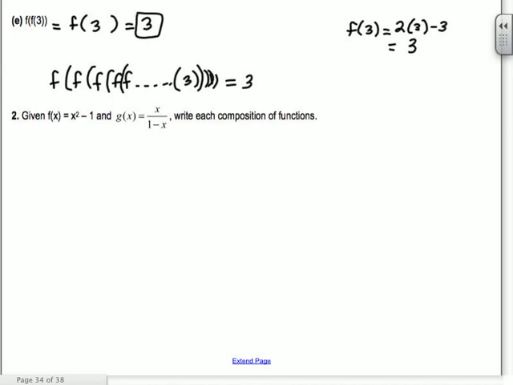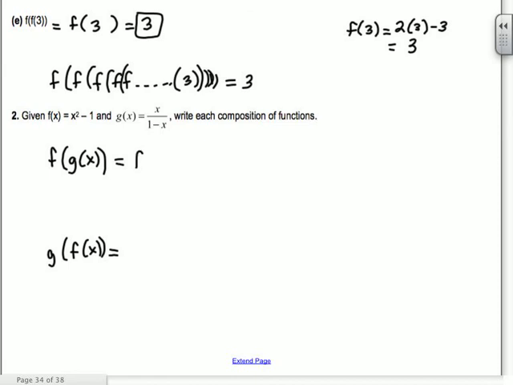All right, so f of x is x squared minus 1, and g of x is x over 1 minus x. Write each composition of functions. So when I say that, I mean find f of g of x and find g of f of x. You could also find f of f of x and g of g of x. You could do that as well, but we'll just do these two.